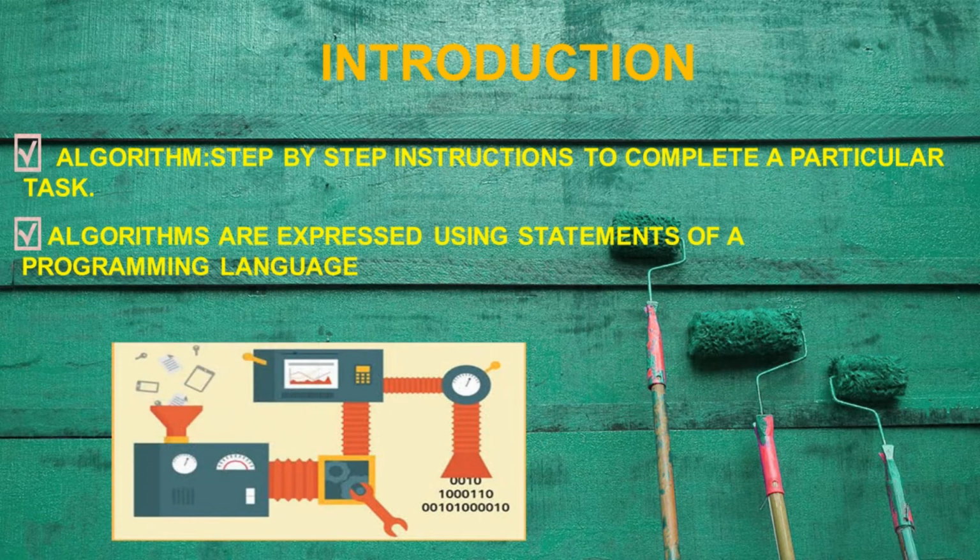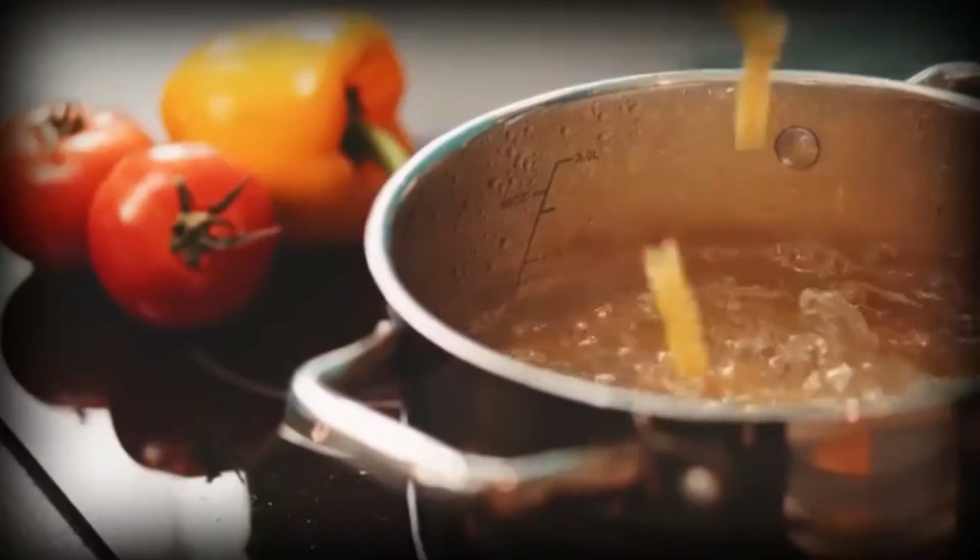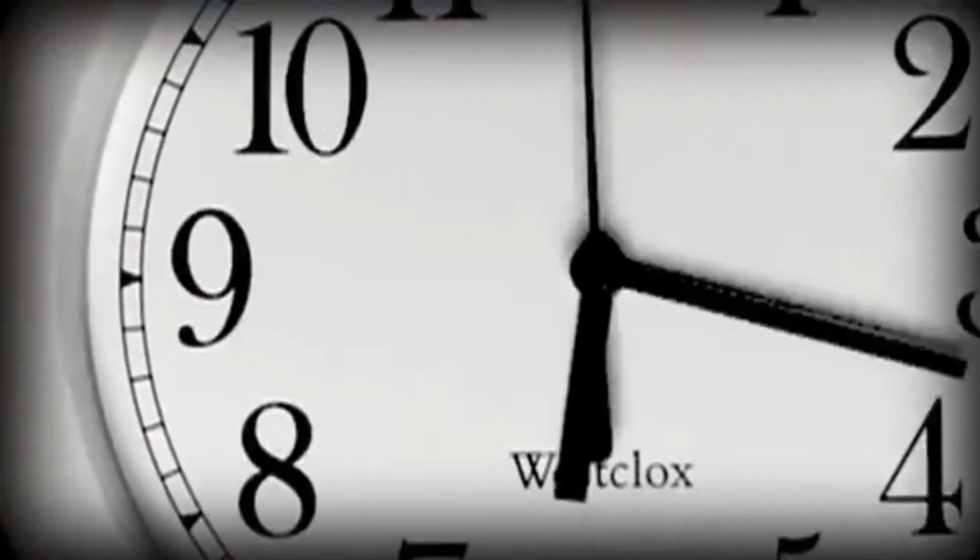In the introduction part, we are going to see that we can control the flow of a program by calling the function. To complete the task, the most important thing is writing an algorithm, which is nothing but step-by-step instructions to complete your particular task. Here we are going to take the function of cooking as an example.